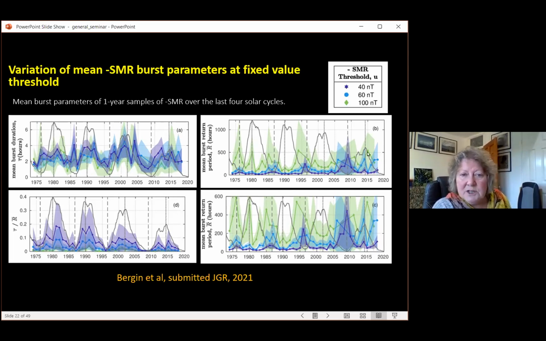This is the return period. And this is the same thing, just zoomed up, because of course the quiet cycle minimum, the 23 minimum, is so huge. Again, it does what you expect: a longer return period at the minima and smaller at the maxima, but there's a lot of detail. But if you plot one over the other, which is the activity parameter, you can now see it just really nicely follows the cycle.